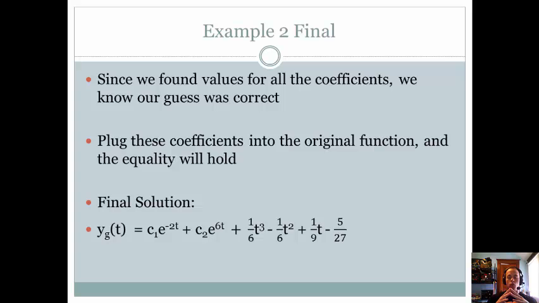And so we can add this to our original homogeneous solution and get a general solution to the whole system. So we get our homogeneous solution, c1 e to the negative 2t plus c2 e to the 6t, added to our guess with the coefficients we found, which is 1/6 t cubed minus 1/6 t squared plus 1/9 t minus 5/27. And that's our final solution.